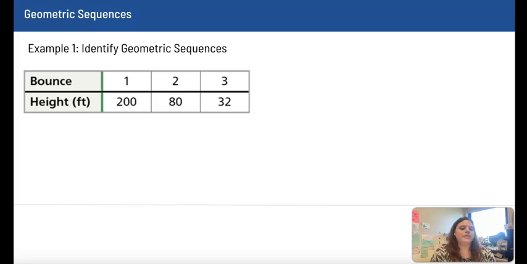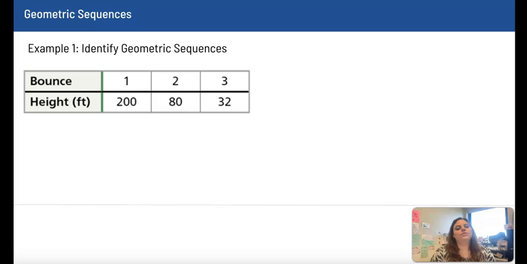In this example, we can see that we have a few pieces of information about how high a bouncy ball has bounced each time. So you bounce it, and it bounces once, and then twice, and then 3 times, each time not bouncing quite as high as the previous time. And we can see those heights represented here as 200, 80, and 32.